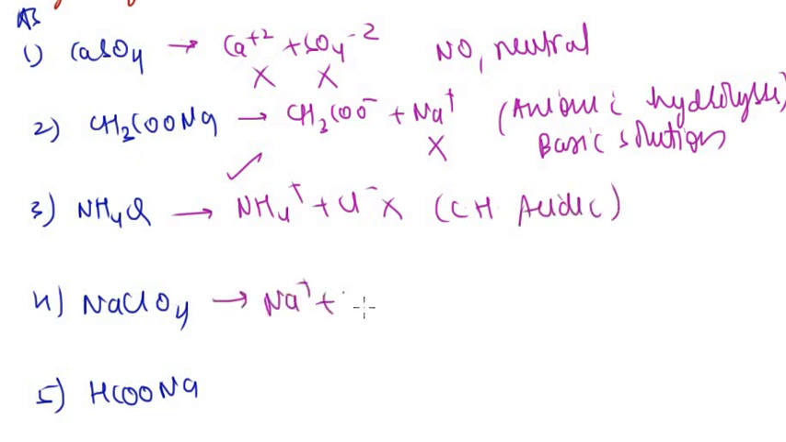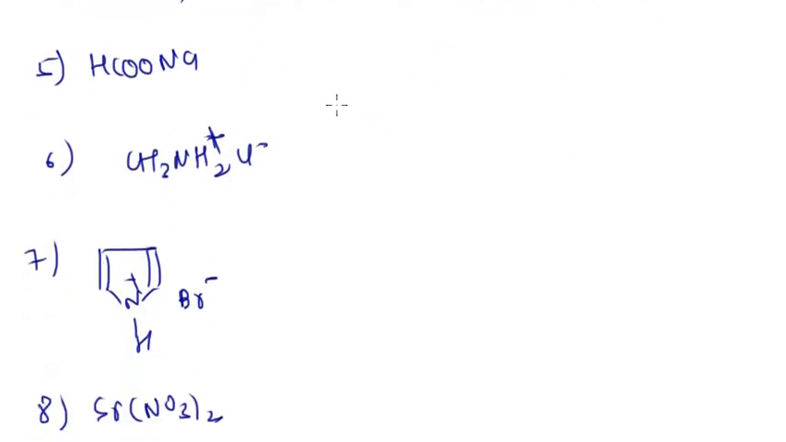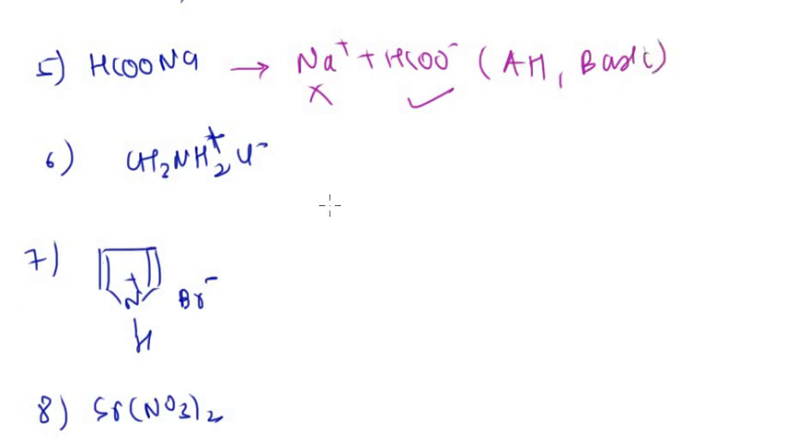NaClO4 gives Na plus and ClO4 negative. No hydrolysis, and it will be neutral. Sodium formate gives Na plus and HCOO negative. Na plus won't be hydrolyzed, but the formate will be, so it is anionic hydrolysis and the solution will be basic.